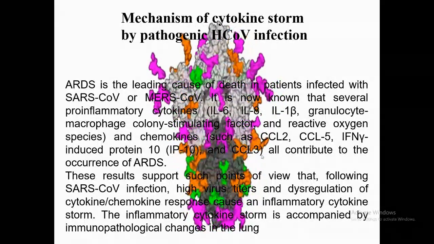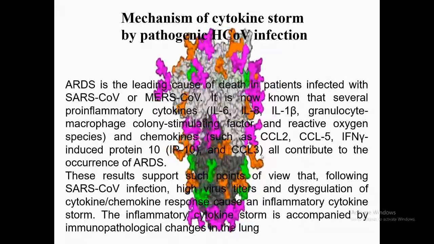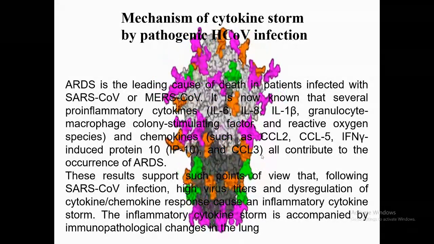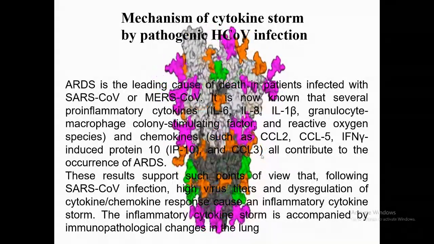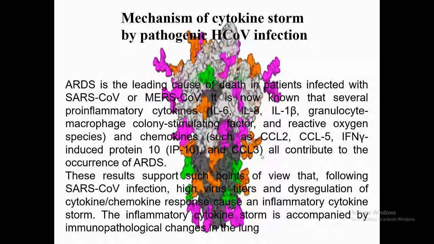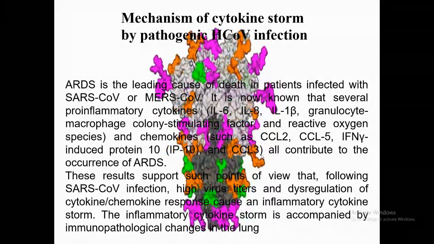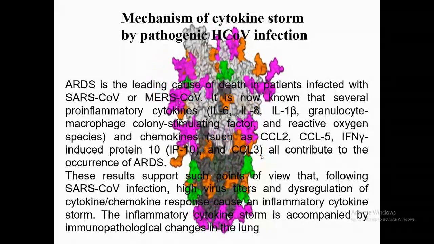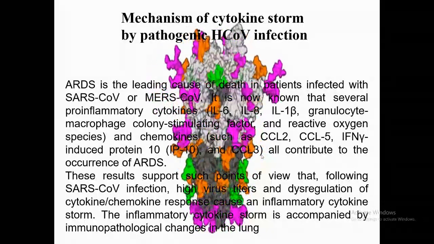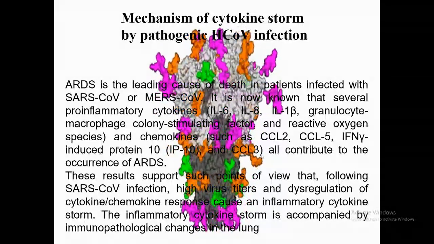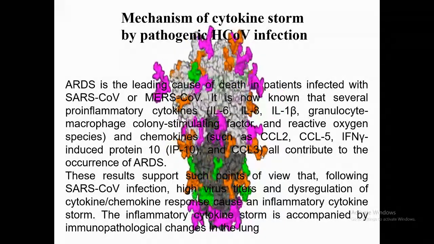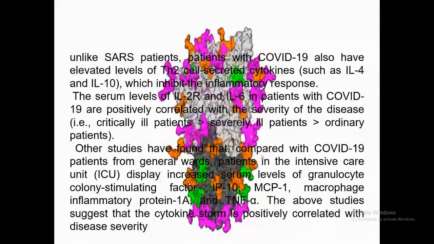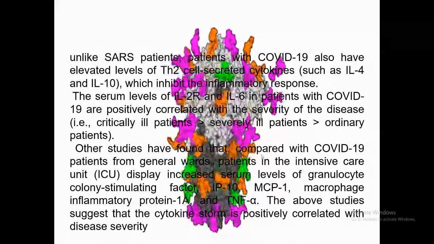This research supports the point of view that following SARS coronavirus infection, the viral load and dysregulation of cytokine and chemokine response cause an inflammatory cytokine storm. The inflammatory cytokine storm is accompanied by immunopathological change in the lung. What happened in COVID-19?